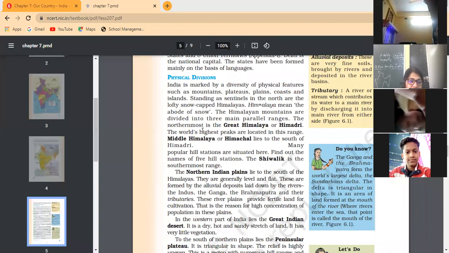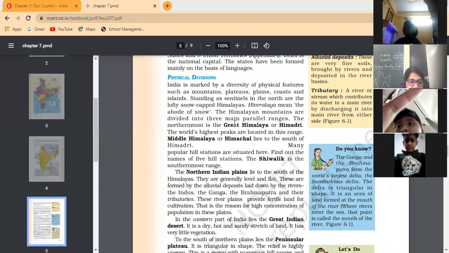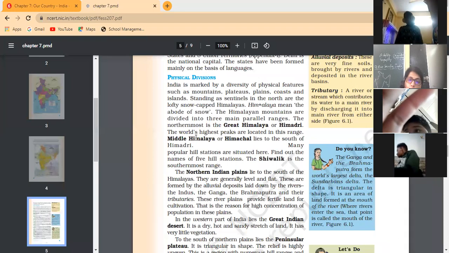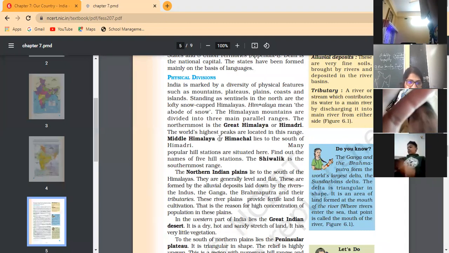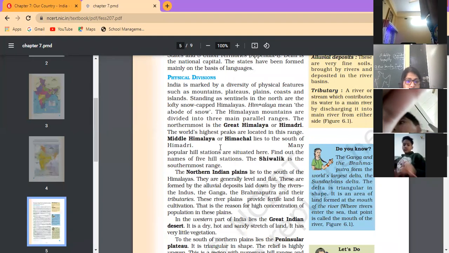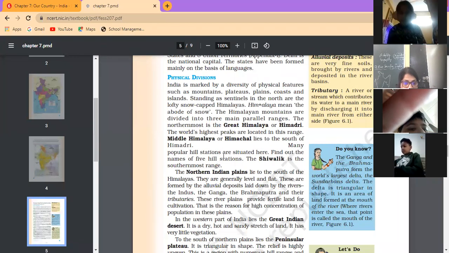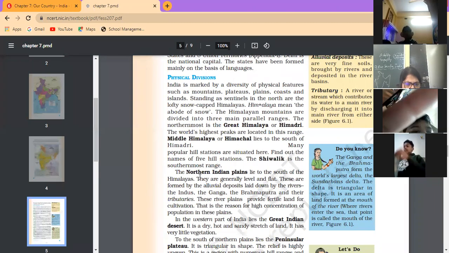And the Himalaya mountains are divided into how many ranges? Into 3 parallel ranges. The first range, the northmost, the uppermost layer of Himalaya, is known as Himadri, Great Himalaya. The world's highest peak, Mount Everest, is located in this range. The middle Himalaya is Himachal, south of Himadri, and the third, also known as the foothills of Himalaya, is the Shivalik range, which is the southmost range. Also, all the very popular hill stations are located in this Himachal range.